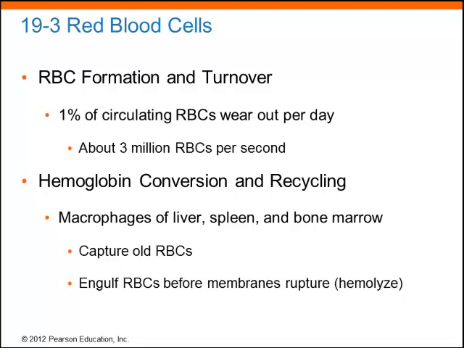Macrophages, which you remember are cells that like to eat things, macrophages of the liver, spleen, and bone marrow can capture old red blood cells. Remember that as they get old, their membranes become rigid. They can't squeeze through the tight spots anymore. That makes them easier to catch. And when the macrophages engulf them by phagocytosis, then they can process them and recycle or excrete the waste products from hemoglobin. If the red blood cells don't get caught and captured by macrophages, they can actually lyse. That's called hemolysis. They're going to lyse right in the bloodstream and release their hemoglobin into the plasma.